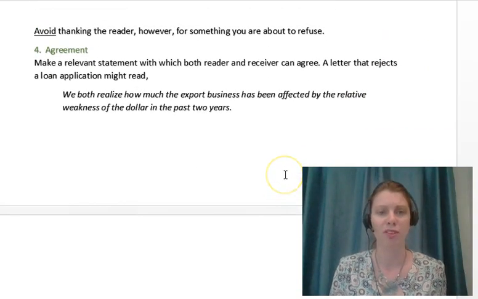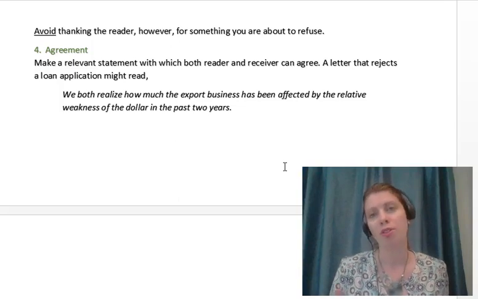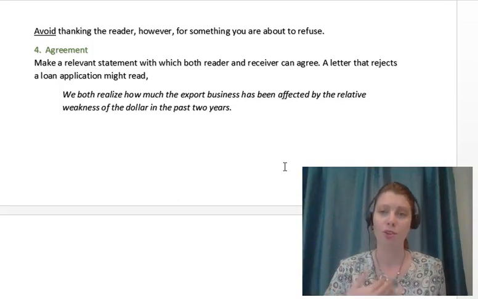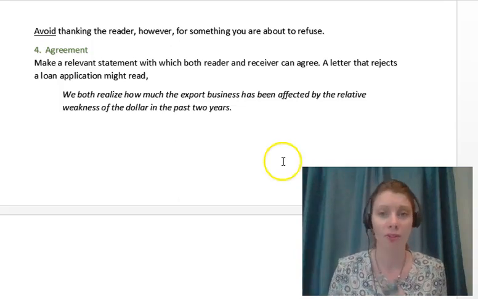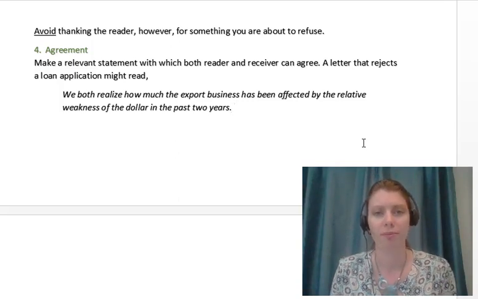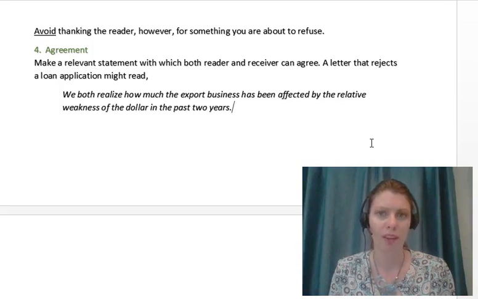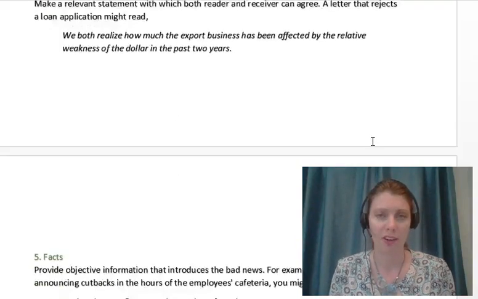You can also agree, so make a relevant statement with which both the reader and receiver can agree, so you and them. A letter that rejects a loan, for instance, might be something like, we both realize how much the export business has been affected by the relative weakness of the dollar in the past 2 years. So when the reader sees this, they'll be like, yeah, I guess, okay, I understand, I'll try again later. So you can see how this approach might, again, soften the bad news.